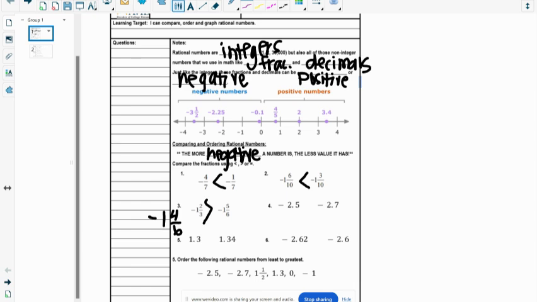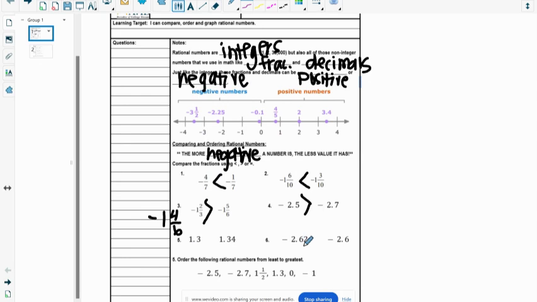Decimals are easier to compare because they're more similar to a whole number. So we think about which one of these numbers would be closer to 0. That would be 2.5. So that's going to have a larger value at negative 2.5. You can think of temperature. Negative 2.7 is going to be colder than negative 2.5 because it's more negative. Therefore, it's a smaller value if it's colder.